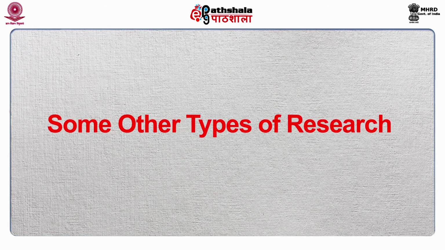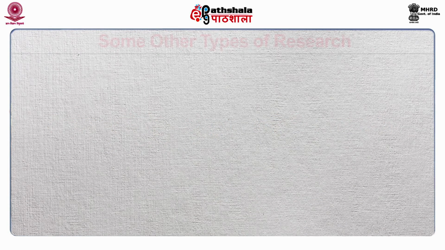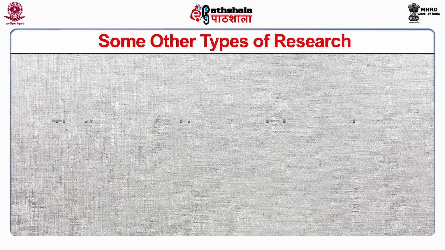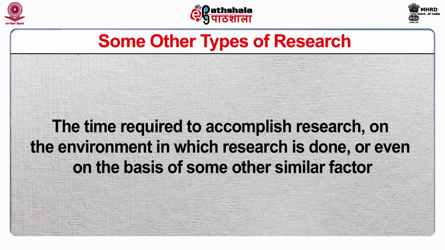Some of the other types of research. All other types of research are variations of one or more of the above explained approaches or types, which are based on either the purpose of research, the time required to accomplish research, the environment in which the research is done, or even some other similar factor.